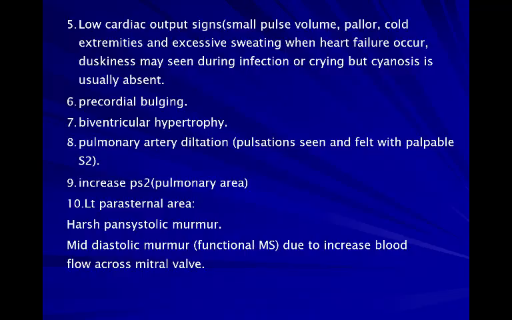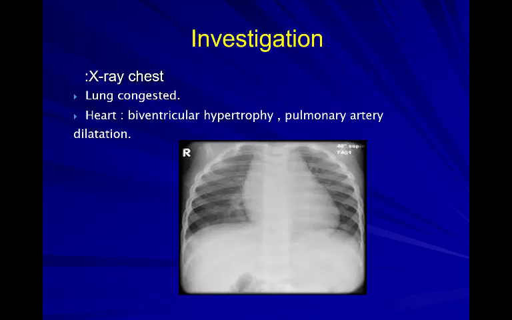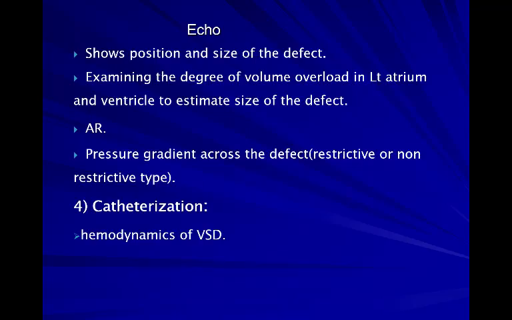Occasionally, when the shunt is big, it causes functional mitral stenosis in the form of a mid-diastolic murmur over the mitral area. Investigation for VSD: X-ray showing lung congestion and cardiac hypertrophy in the form of biventricular hypertrophy and pulmonary plethora. The next and the most important investigation is echocardiography, which shows the position and size of the defect, and the direction of the shunt by color flow mapping.